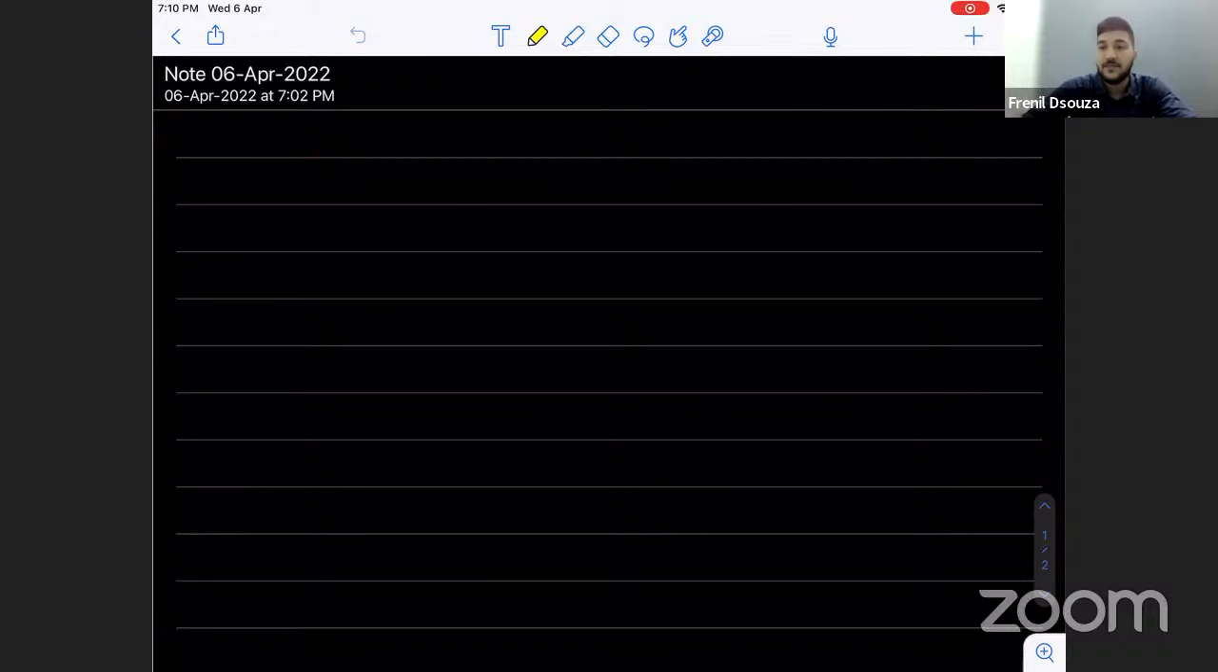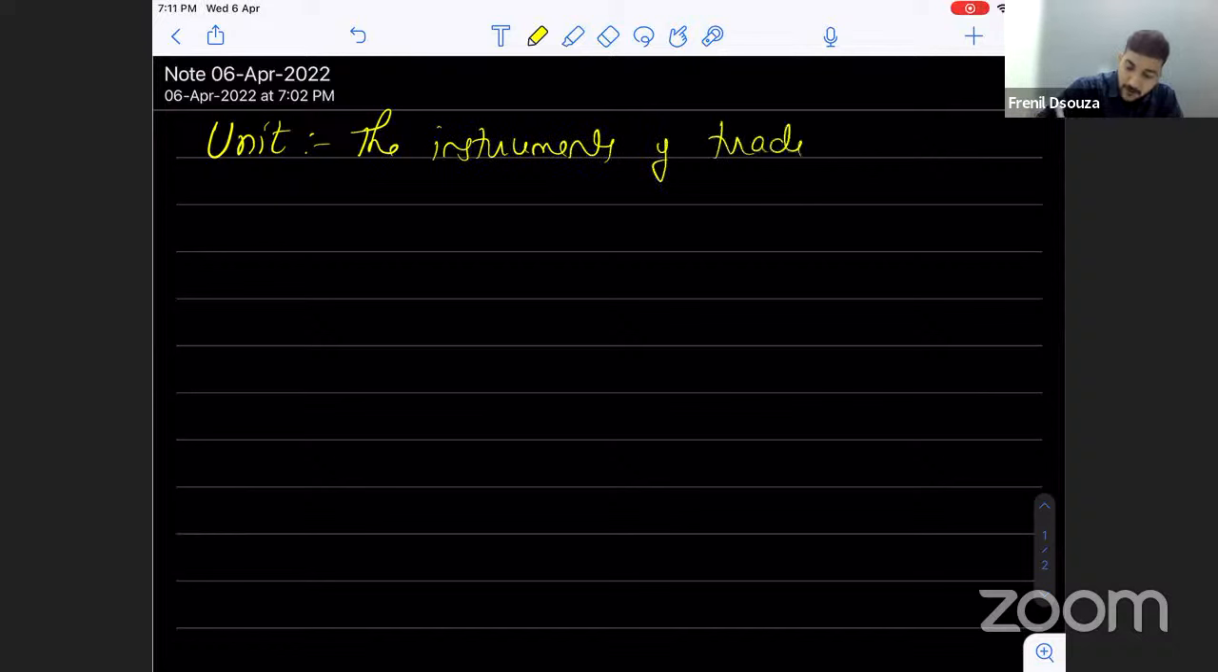In the previous class, we had started with the unit 1 of chapter 1, that is the last chapter. Let us start with the second unit of the fourth chapter, that is international trade. And the name of this unit is the instruments of trade policy.